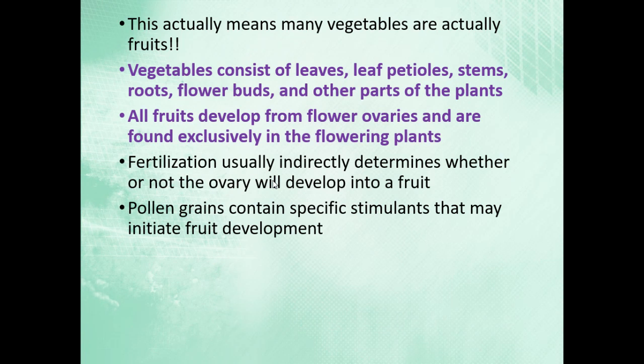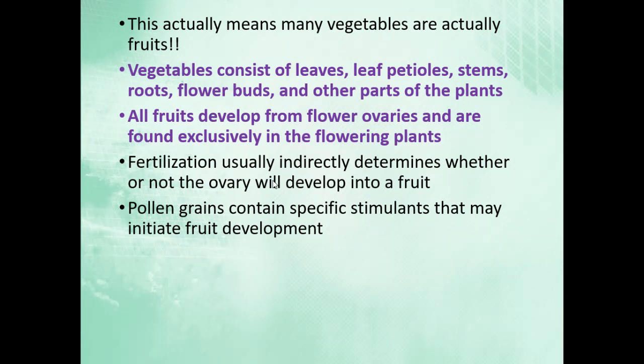Vegetables consist of leaves, the leaf petioles, stems, roots, flower buds, and other parts of the plant, anything that is not seed. So lettuce, those are leaves. That is going to be a vegetable. Cabbage is a vegetable. What else would be a vegetable? Any type of root, like a potato. Those are vegetables.